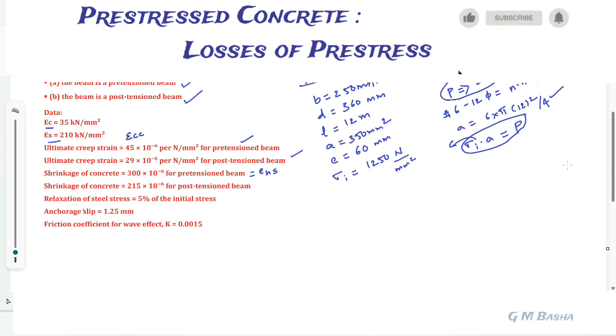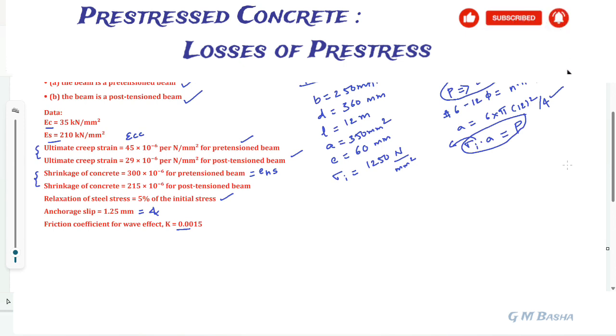Similarly, the relaxation loss of stress is also given. Shrinkage will be given, one for the pre-tensioned beam and another for the post-tensioned beam, and relaxation of steel stress is also given. You can calculate that also. In the last example also I showed how to solve this one. So anchorage slip will be given, that is denoted with delta alpha. Then the friction coefficient for wave effect will be k equal to 0.0015.